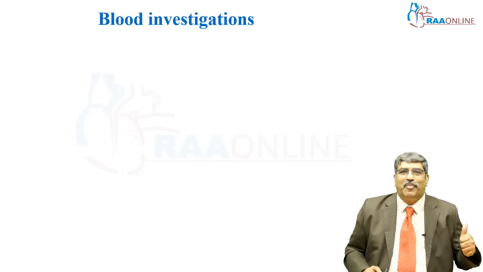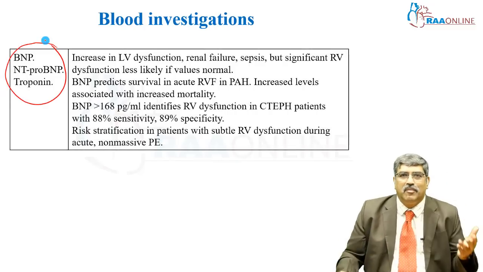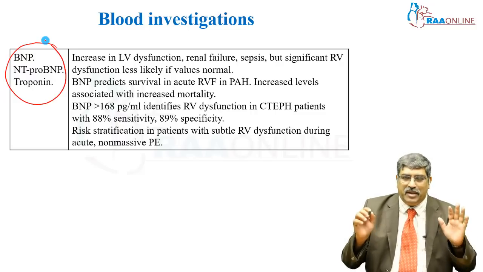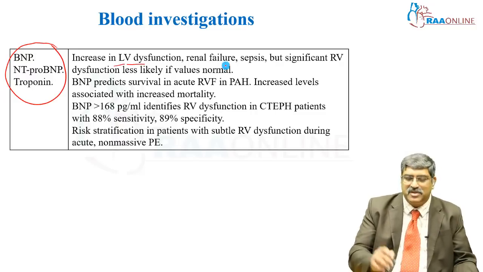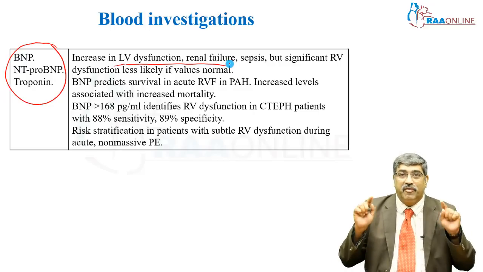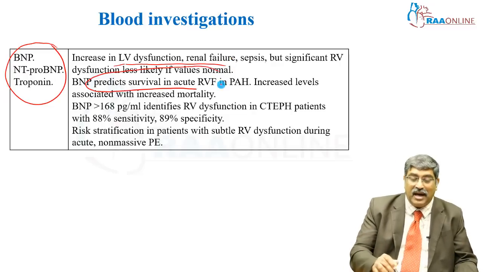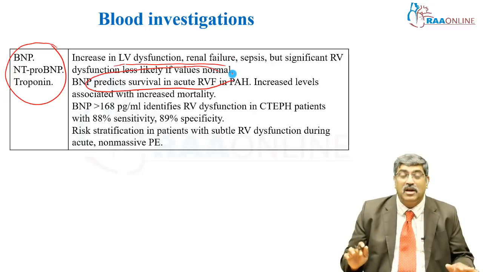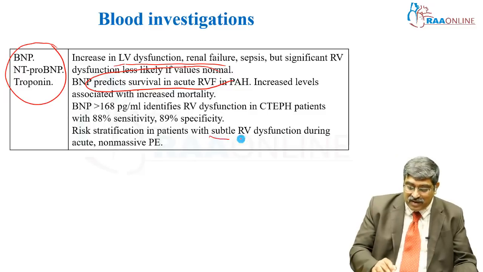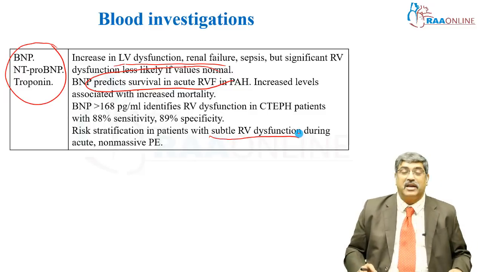Now coming to the blood investigation. You do a cardiac biomarker. You go for brain natriuretic peptide, N-terminal pro-brain natriuretic peptide or troponin. BNP can be elevated in sepsis, renal failure and LV dysfunction, but in the case of right ventricular failure, it predicts survival as well as prognosis. In case of pulmonary artery dysfunction, the BNP can help in risk stratification.